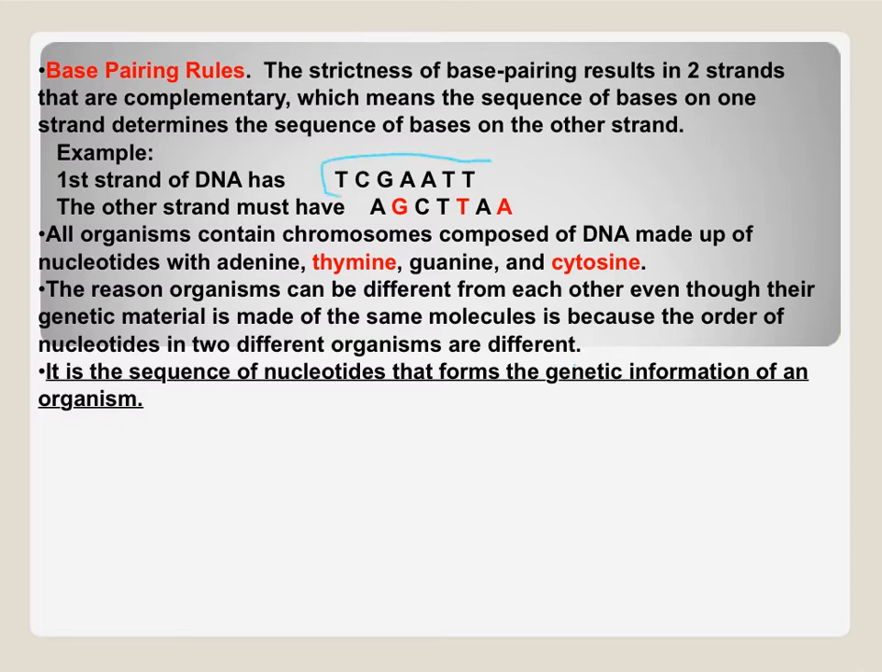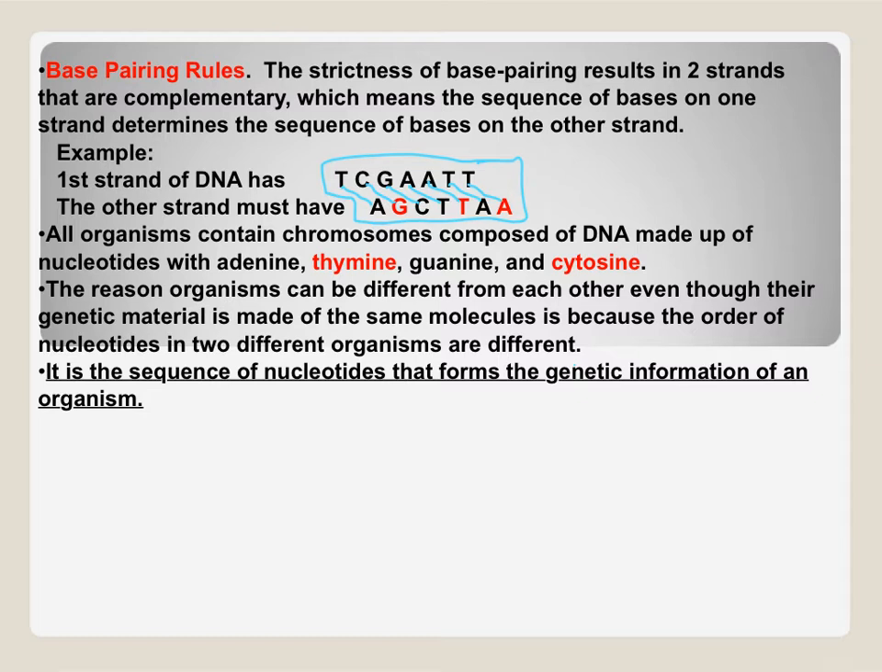Okay, so in DNA, if I ask for the other complementary side of DNA, this is how it will go. If I have a T, then an A will bond to it. If I have a C, then a G will bond to it. If I have a G, a C will bond to it. A will pair with T, T will pair with A.